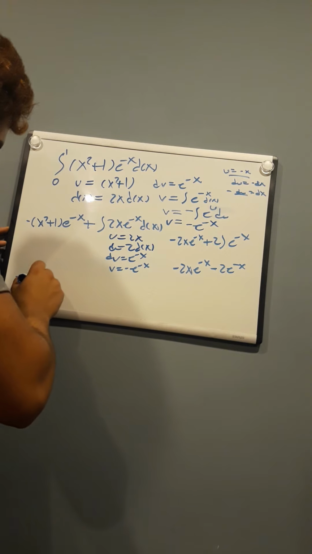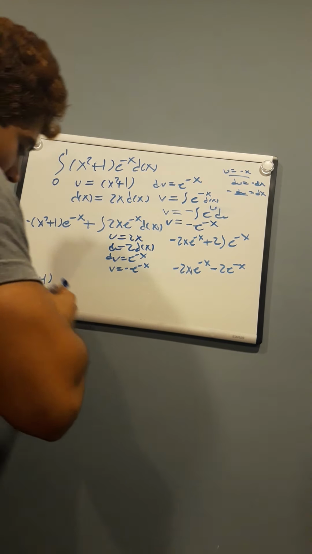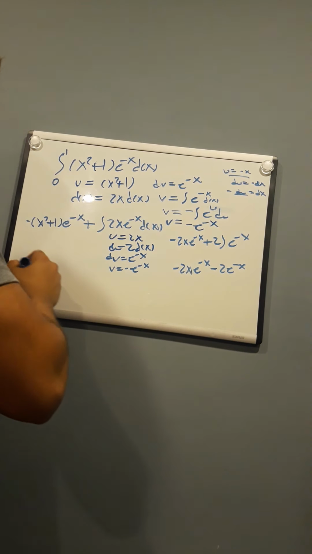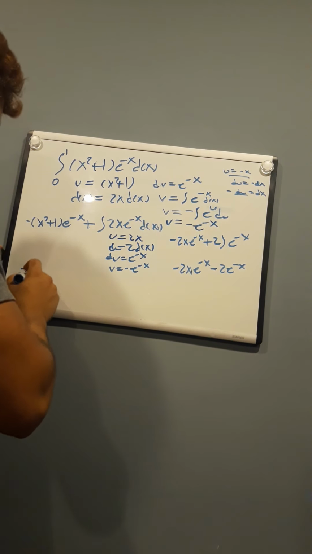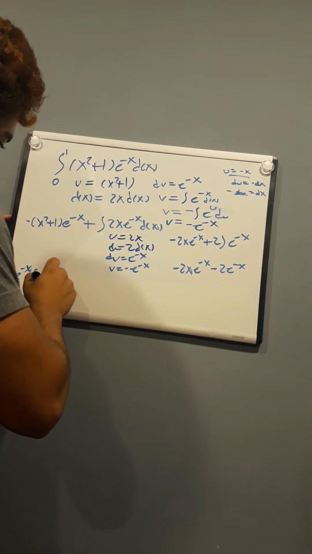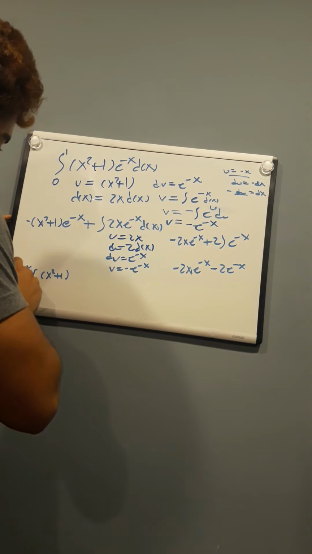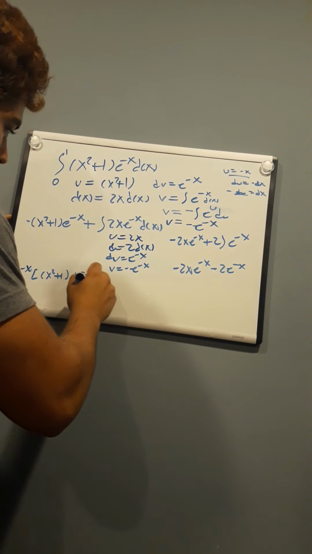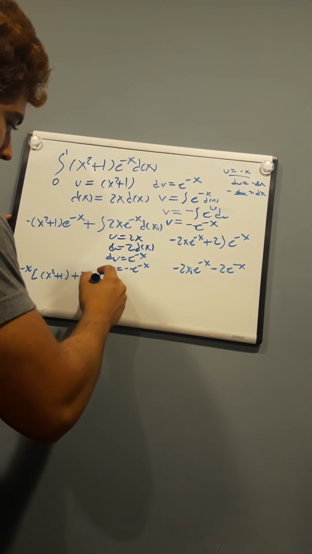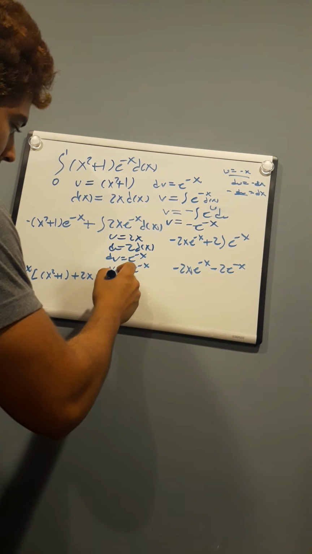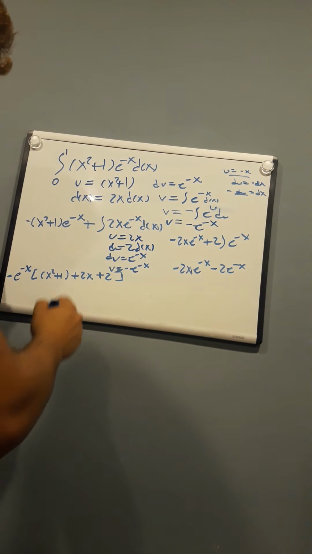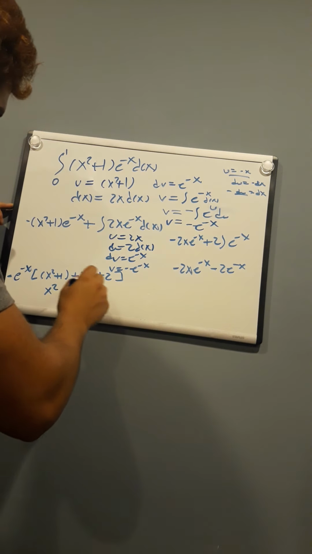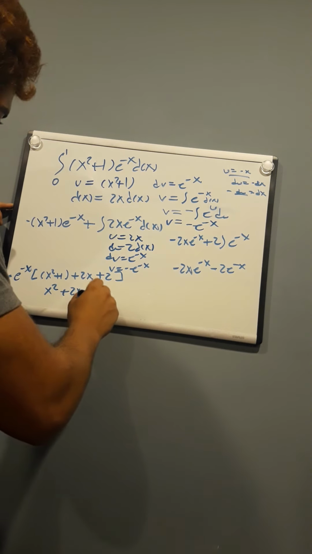So x squared plus 1, if you really wanted to, you can simplify it, right? You can go e to the negative x, x squared plus 1, just take out the negative because they all have it, plus 2x, and then plus 2, right? This same thing would just become x squared plus 2x, and over here this becomes just plus 3.